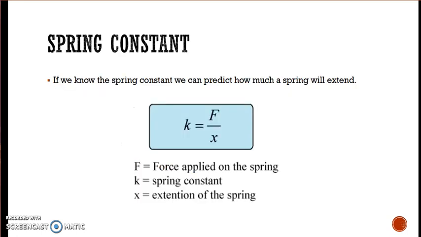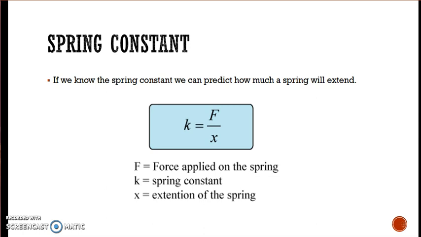Anyways, alright, spring constant. If we know the spring constant, we can predict how much a spring will extend. We can also predict how much the load weighs, based on how much the spring extends. So yeah, here is the spring constant. The symbol is k. I don't know why. You just gotta say okay to that, you know what I'm saying?